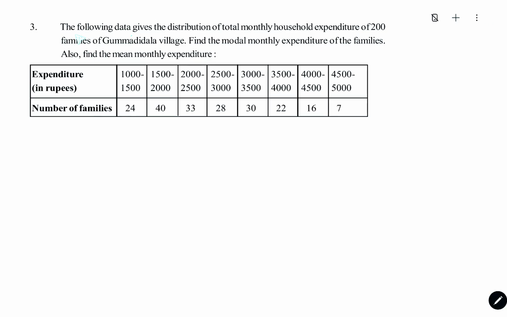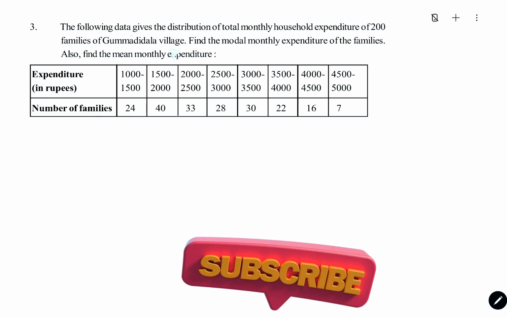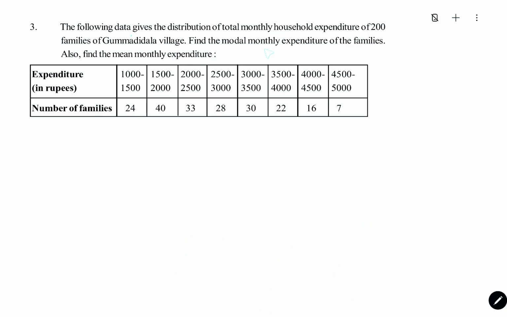Third question. The following data gives the distribution of total monthly household expenditure of 200 families of Gummadi Dala village. Find the modal monthly expenditure of the families. Also find the mean monthly expenditure. Here is the table. Now draw a table.